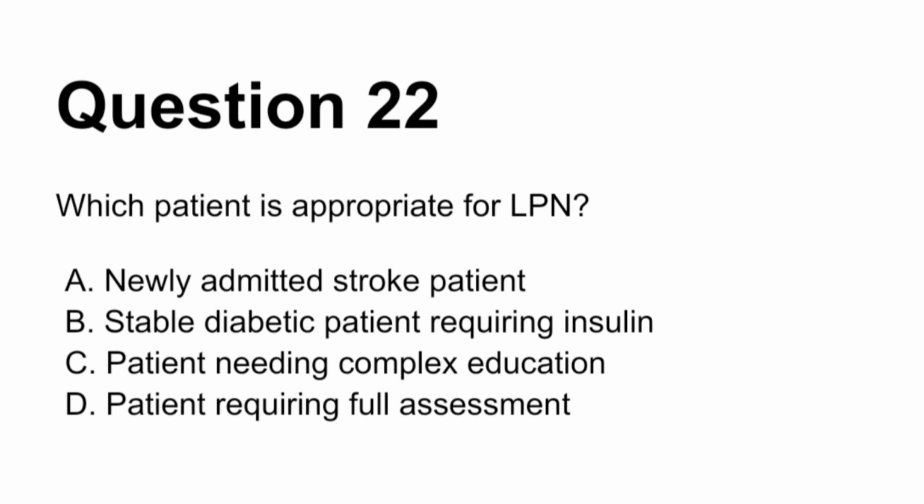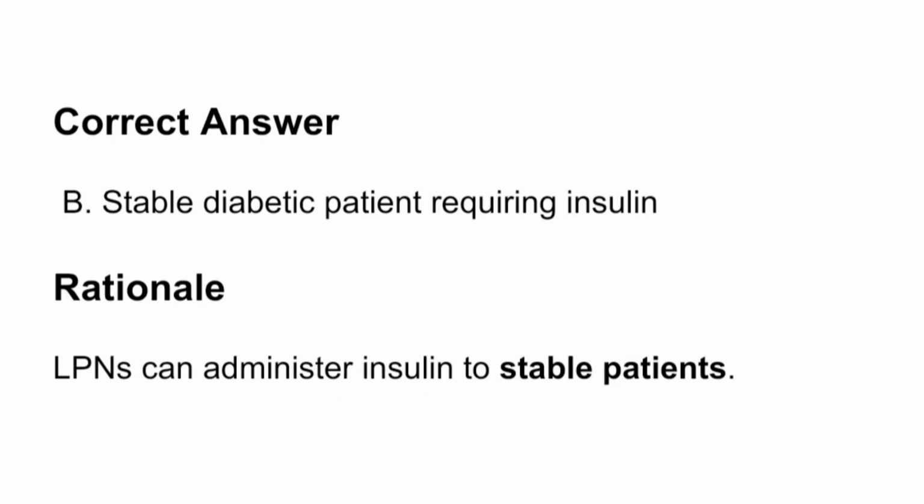Question 22. Which patient is appropriate for LPN? A. Newly admitted stroke patient. B. Stable diabetic patient requiring insulin. C. Patient needing complex education. D. Patient requiring full assessment. Correct answer, B. Stable diabetic patient requiring insulin. Rationale: LPNs can administer insulin to stable patients.